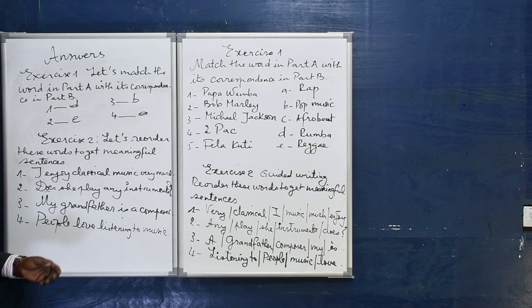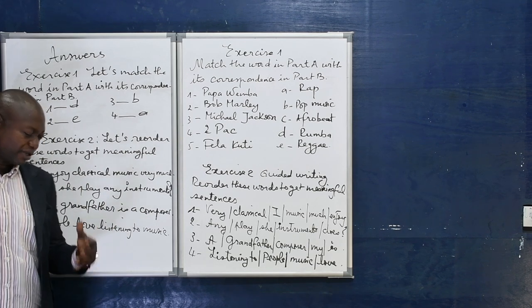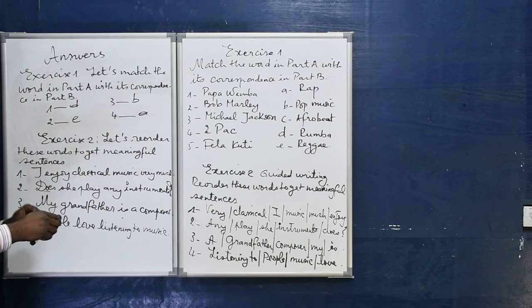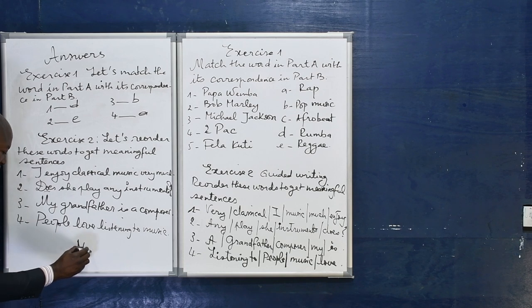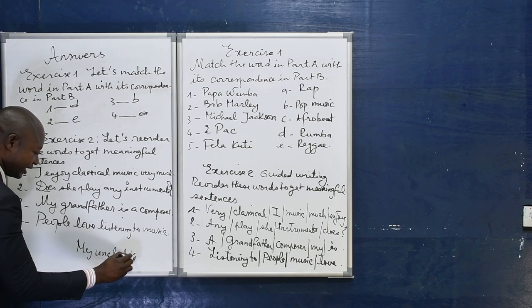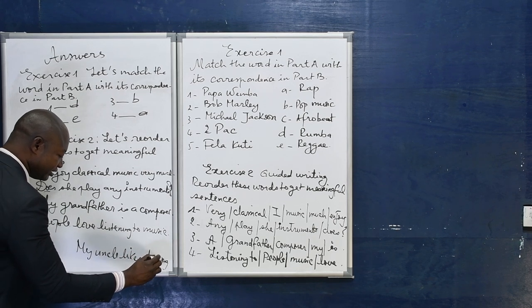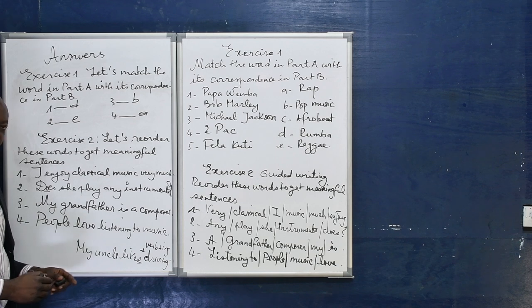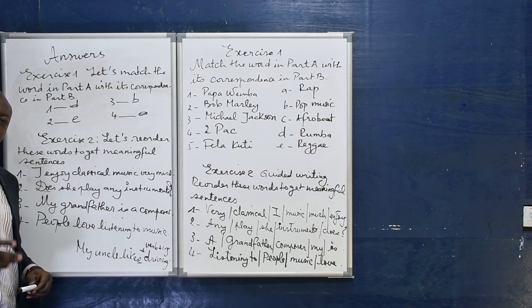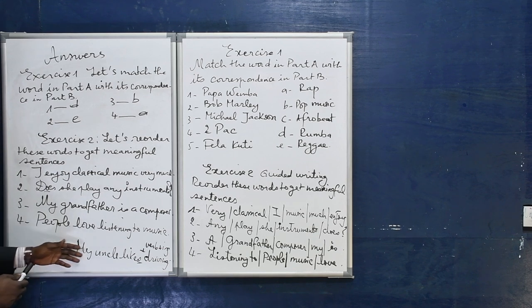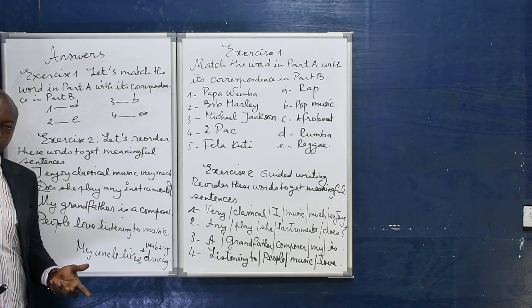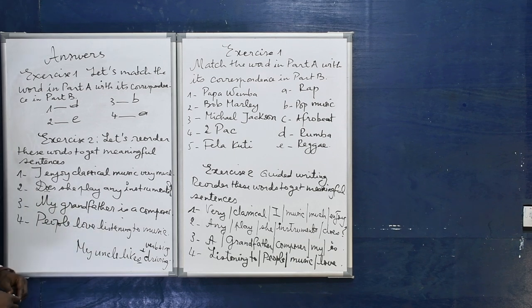We can say, for example, my father likes riding. My uncle likes driving. We have likes with an s because the subject can be replaced by the third person singular, he. For example, my aunt loves cooking vegetables.